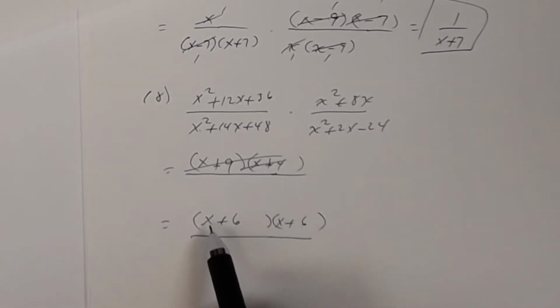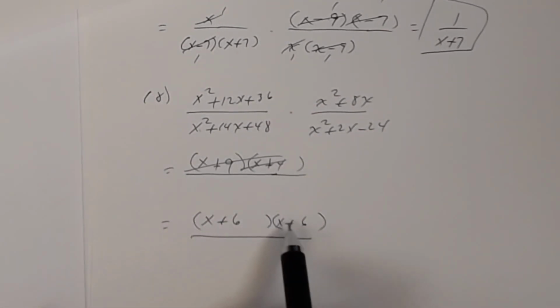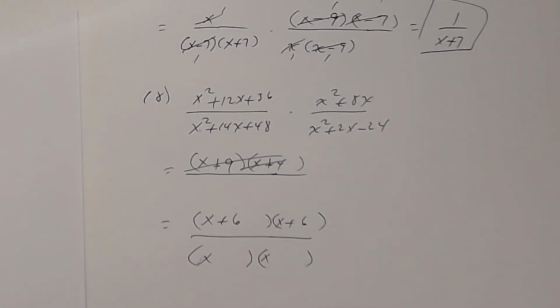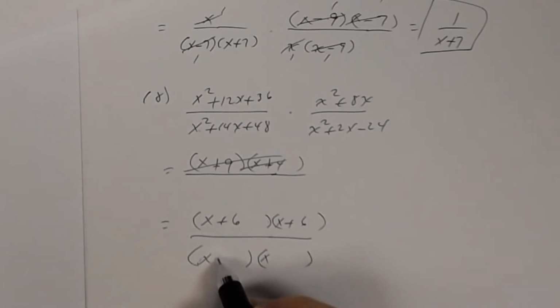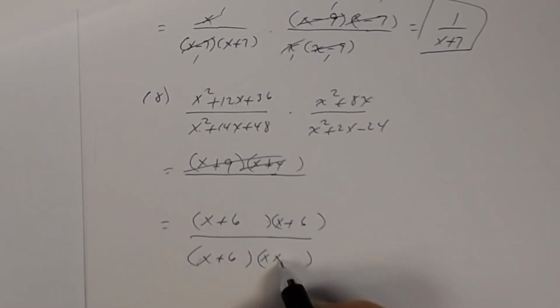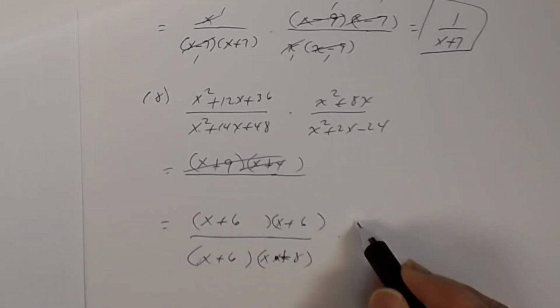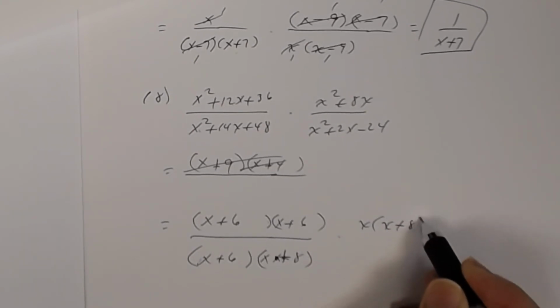So this is going to work this time because x times x is x squared. 6 times 6 is 36. The outer 6x, the inner 6x, and you get 12x. For the denominator, let's go ahead and try x times x. For 48, let's go ahead and try. Okay, and so for the denominator, it looks like it will be x plus 6 and x plus 8. All right, in the numerator here, I can factor out an x. So I'm going to get x times x plus 8.